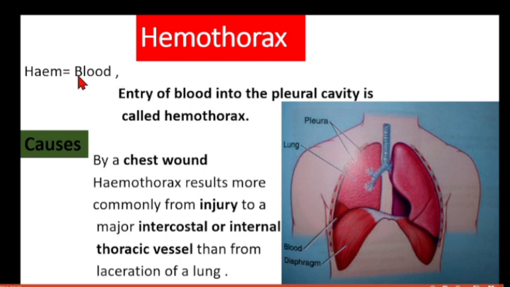Now, hemothorax. Hem means blood. Entry of blood into the pleural cavity is called hemothorax. And what are the causes of hemothorax? By a chest wound, hemothorax results more commonly from injury to a major intercostal or internal thoracic vessel than from laceration of a lung. This is pleura, and it is the presence of blood in the pleural cavity, and it is hemothorax. Hemo means blood.